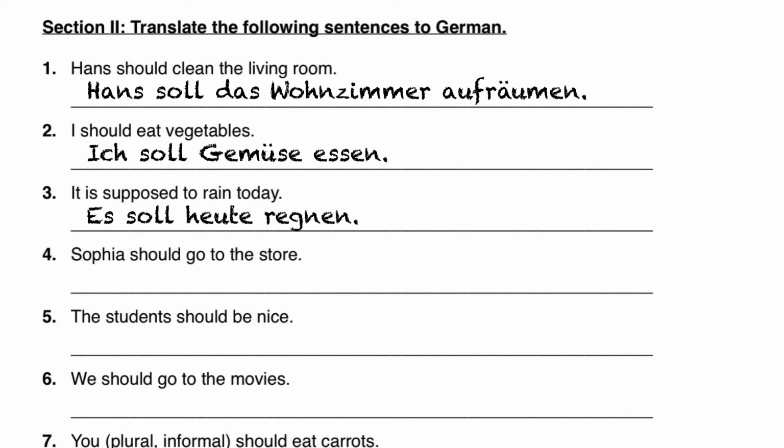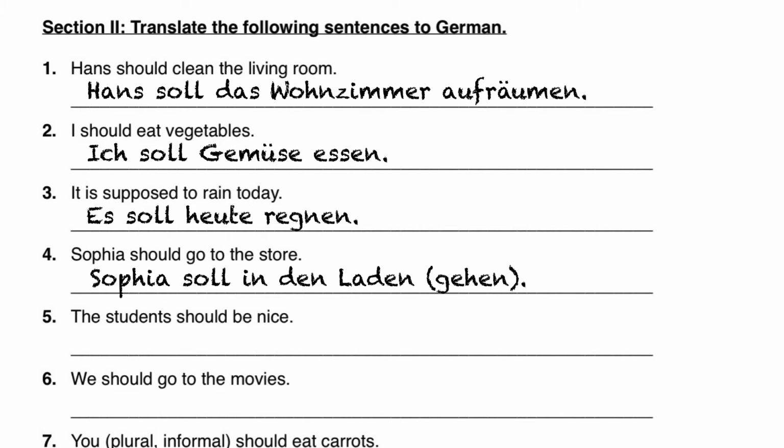To the store would be the next thing that we need in this sentence, and I chose the phraseology of in den Laden, although there's probably other options that you could choose here. And the last thing in the sentence we don't necessarily have to have, but we could say at the end, gehen. So the full sentence is Sophia soll in den Laden gehen.